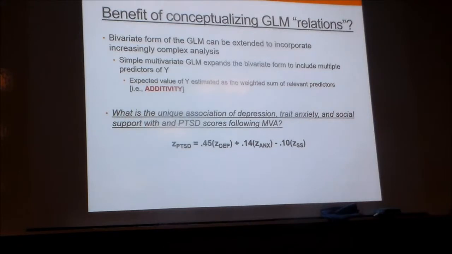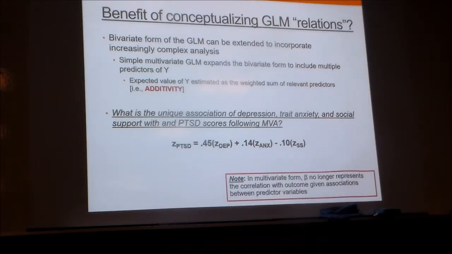You'll see here a very clear additive function, that assumption of your GLM, where we're going to start out with the unique effect of depression, and then we're going to add whatever is left over that is contributed by trait anxiety, and then add whatever's left over associated with social support, right? So each one of these is contributing something above and beyond what's accounted for by the previous predictor. Questions about this?